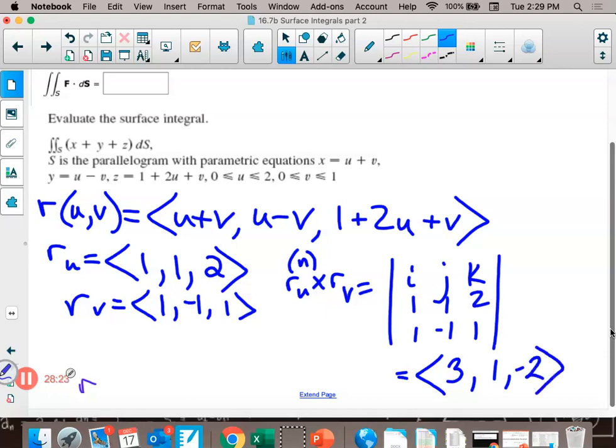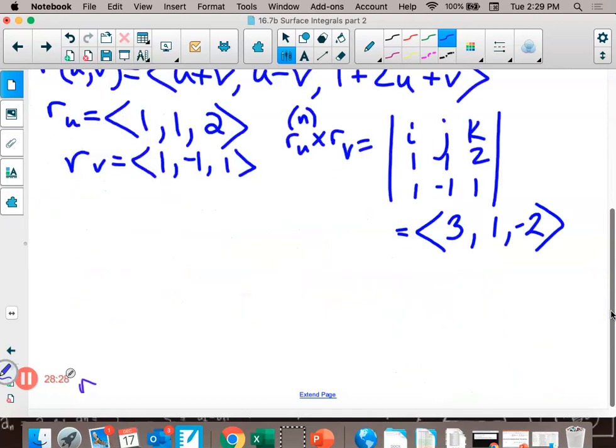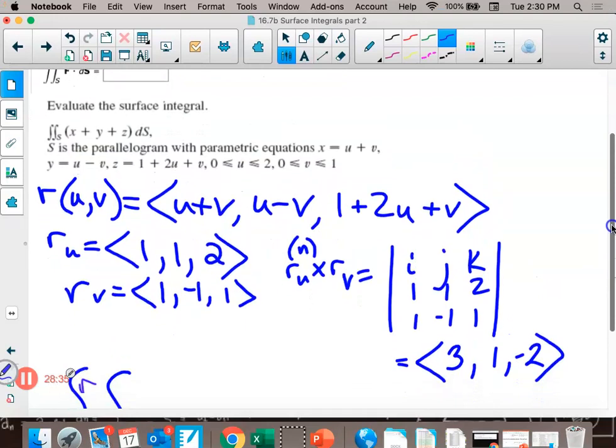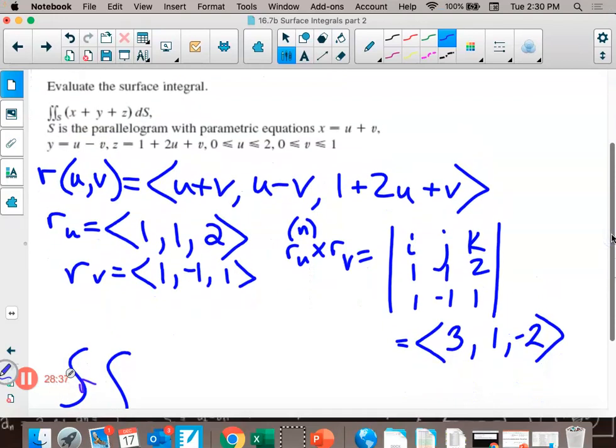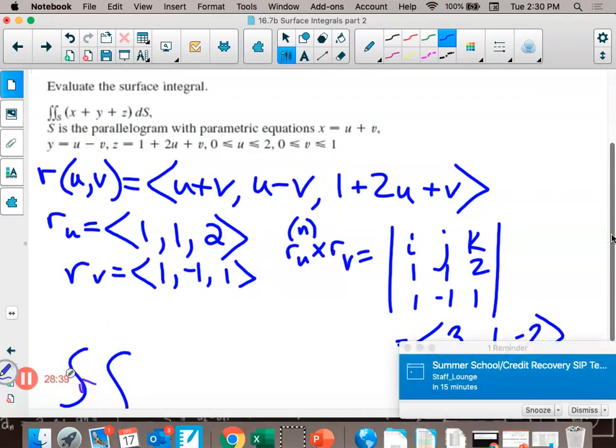All right, so surface integral. So the surface integral would be your F. You'd have to write F in terms of U and V. So you would have the vector U plus V, U minus V, 1 plus 2U plus V. That whole thing, that's weird.